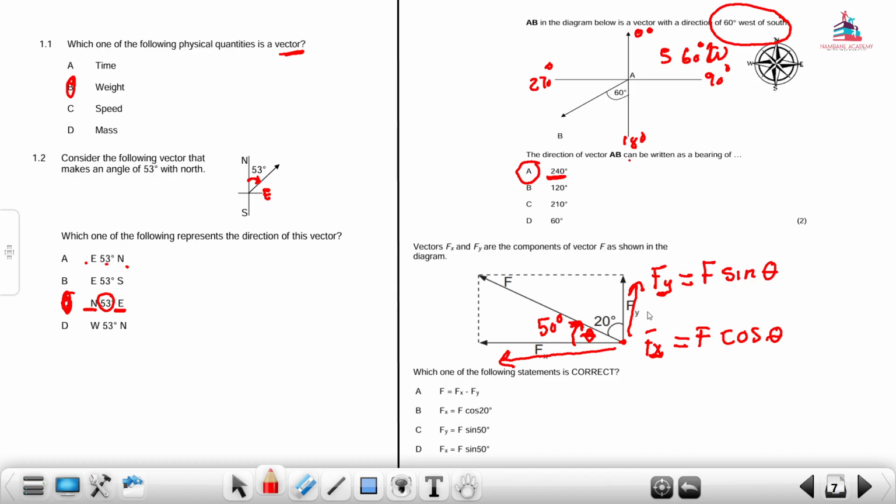So which statement is correct regarding this diagram? They are saying the first one, A, F is equal to Fx minus Fy. It can be correct. Then the second one says Fx is equal to F cos 20 degrees. We are not using the 20 degrees angle because it is not from the x-axis. Then number C says Fy is equal to F sine 50. And the last one says Fx is equal to F sine 50. This is incorrect because your horizontal component is not calculated by sine, but by cos. So the correct answer is C. Why is it correct? Because the angle that is used is the angle from the x-axis.